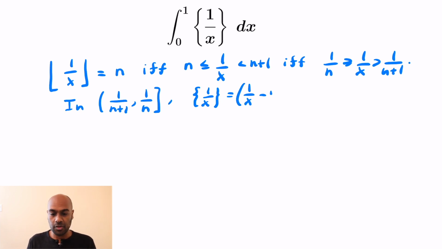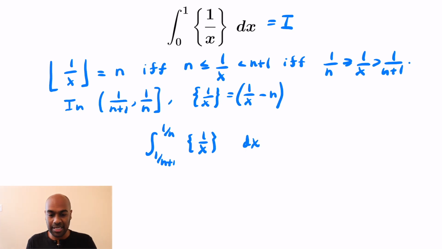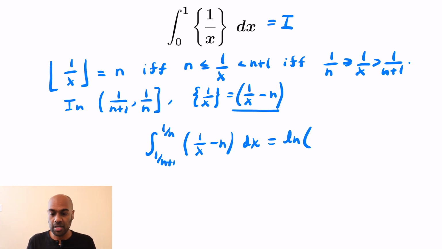Okay, so in this interval, the fractional part of 1 over x is that number minus its floor, and the floor is n in that interval. So the part of the integral in that interval is the integral from 1 over n plus 1 to 1 over n of the fractional part of 1 over x, which we now have an explicit expression for in terms of x: 1 over x minus n. We can actually compute the integral now, because we have this integral in finite bounds of a function explicitly in terms of x.